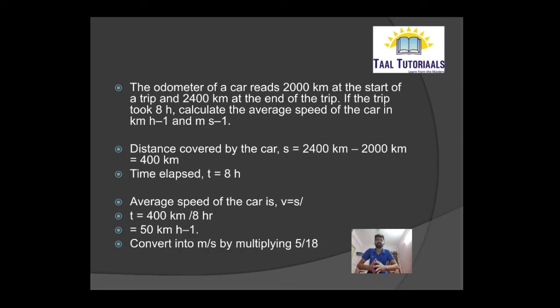See, for the distance covered, we have to find the odometer distance. The odometer started at 2000 km and ends at 2400 km. The total distance it covered was 2400 minus 2000, that is 400 kilometer, and the time taken is 8 hours. So we need to find the average speed of the car, that is v itself.